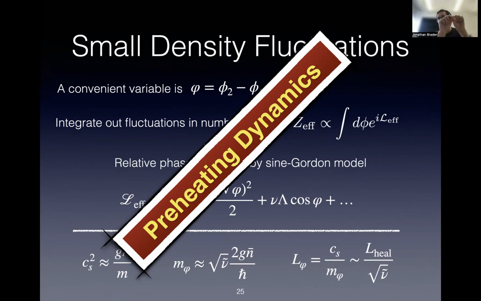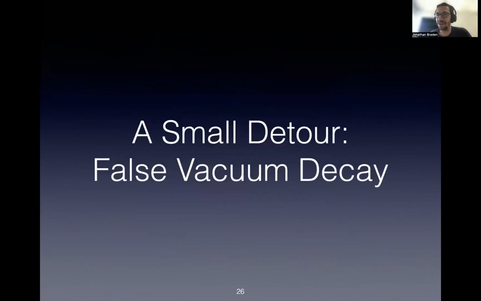If I displace the field from the minimum and let it start oscillating, there's a band of exponentially unstable modes in linear perturbation theory that will grow and eventually become nonlinear. Okay. Before I get to that, I just want to do a very quick aside, off into the other topic I had brought up at the start, which was false vacuum decay.